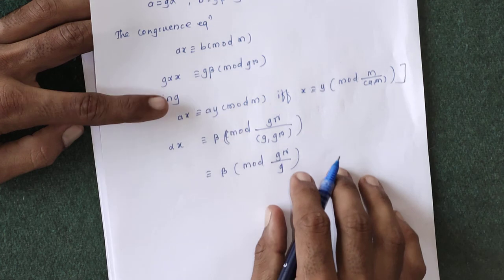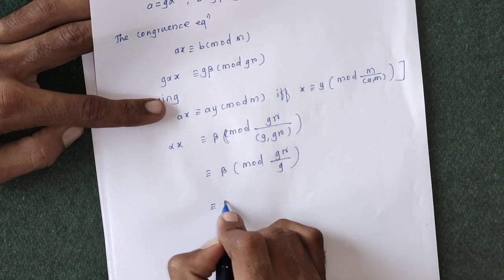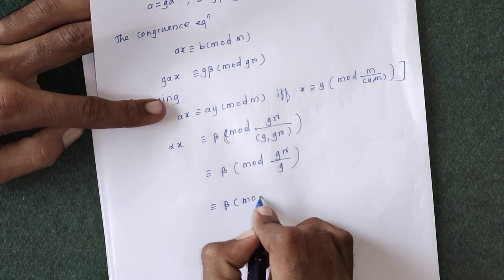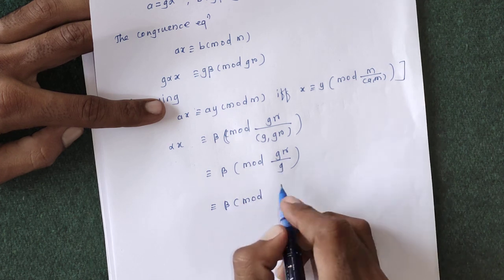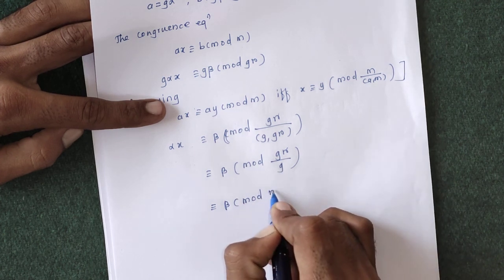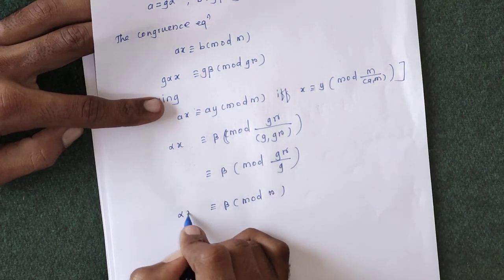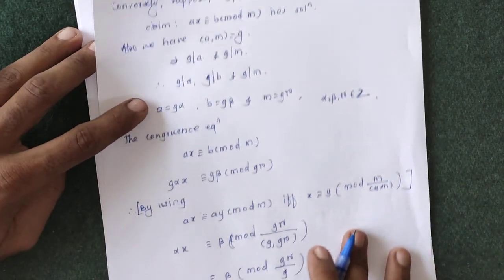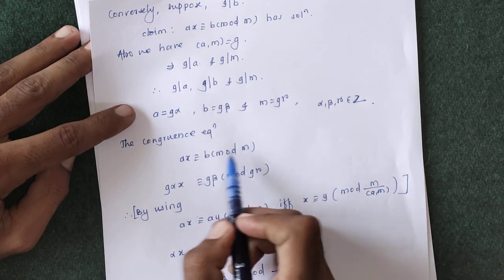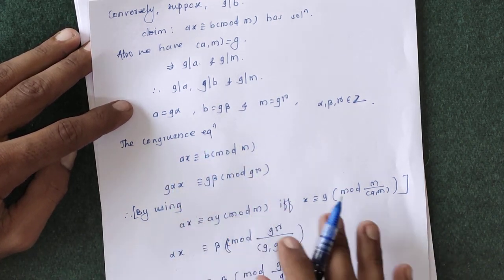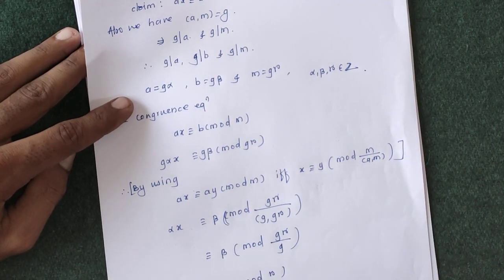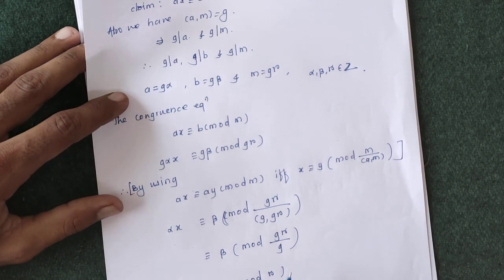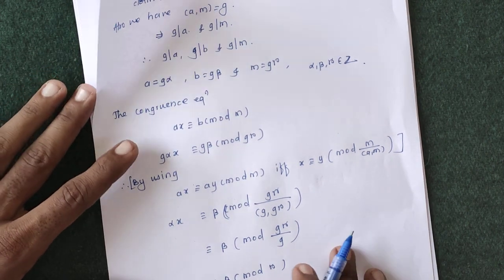So G will get cancelled and we get alpha x is congruent to beta modulo gamma. We are just finding the value of x which satisfies this congruence. If we simplify this congruence and get the value of x, then we will say that x is a solution of this congruence.